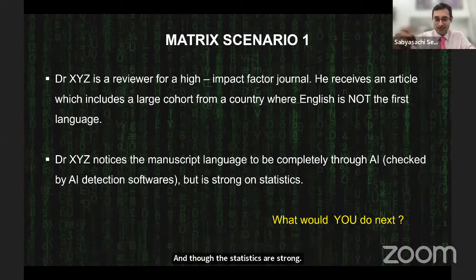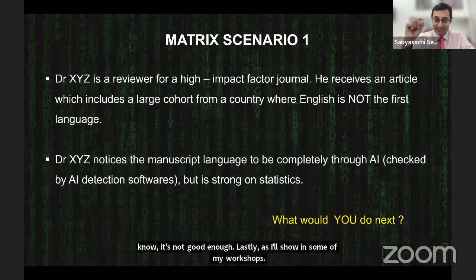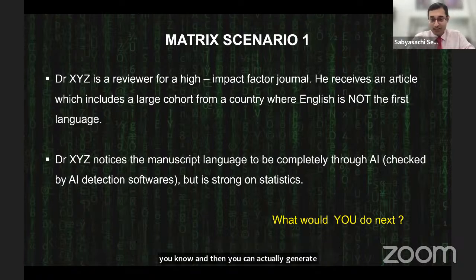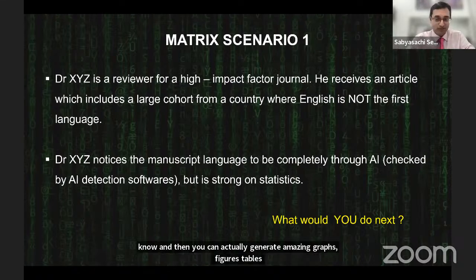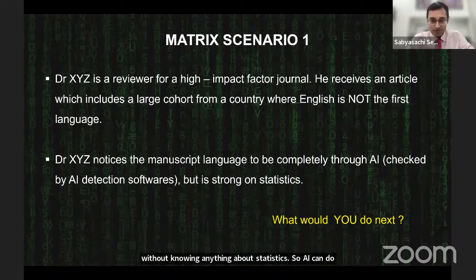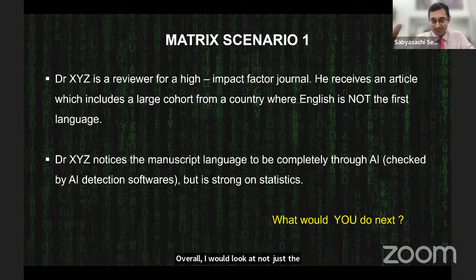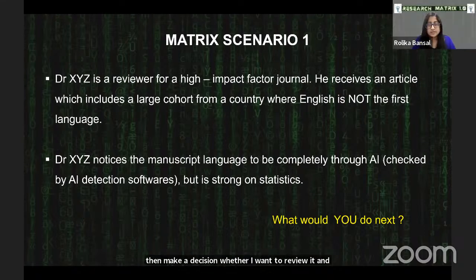Lastly, as I'll show in some of my workshops, you can generate entire statistics without knowing a word about it. And then you can generate amazing graphs, figures, tables without knowing anything about statistics. So AI can do that for you. You need to understand what AI to use, what prompts to give it. And a statistician can tell you that this is so, but that doesn't mean it's wrong. It could be strong statistics as well, right? So overall, I would look at not just the English, but the discussion and the abstract, and also the statistics, and then make a decision whether I want to review it.